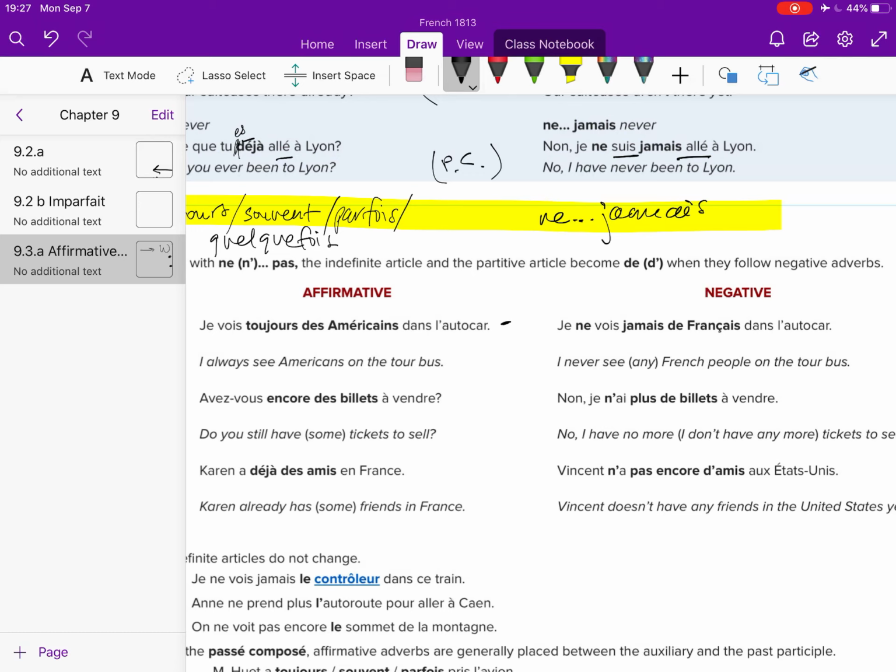Versus, je ne vois jamais de Français dans l'autocar. So my des plus a group of people became de plus a group of people because I have my negation here. Avez-vous encore des billets? Will become non, je n'ai plus de billets à vendre. Karen a déjà des amis en France. Vincent n'a pas encore d'amis, the apostrophe, because I have a vowel here. Okay? These all happened to be des, but it could have been un and une, it could have been du and de la.